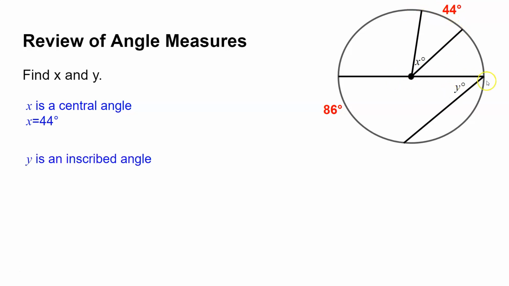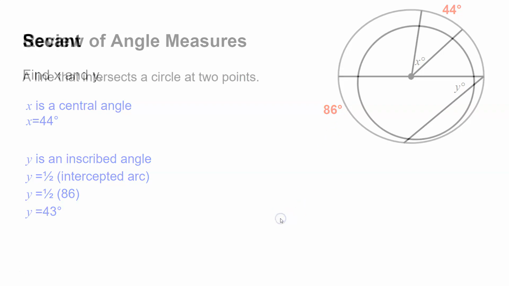Now let's look at Y. Y is an inscribed angle. Its vertex is on the edge of the circle. So its measure is half of its intercepted arc. So half of 86 is going to be 43.